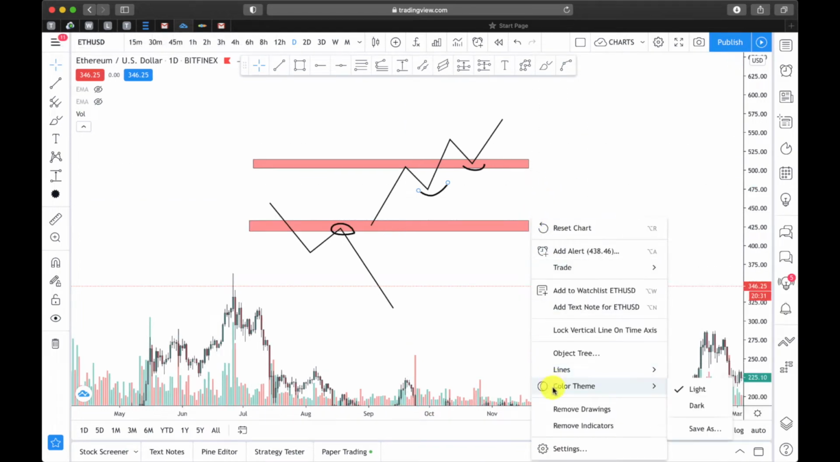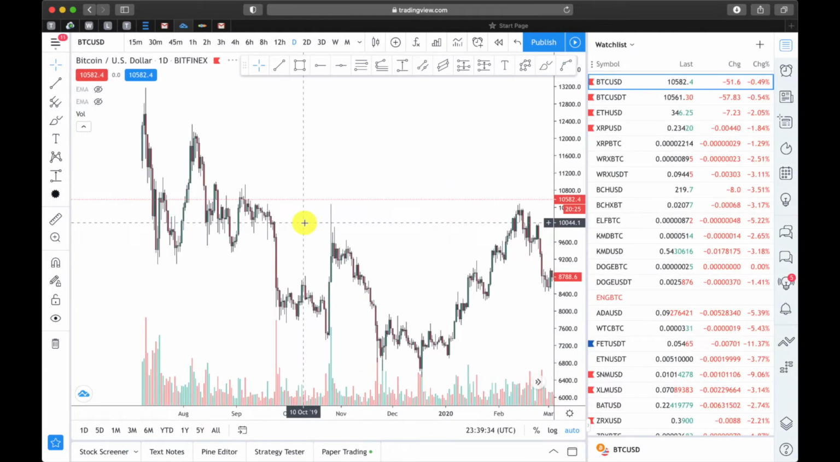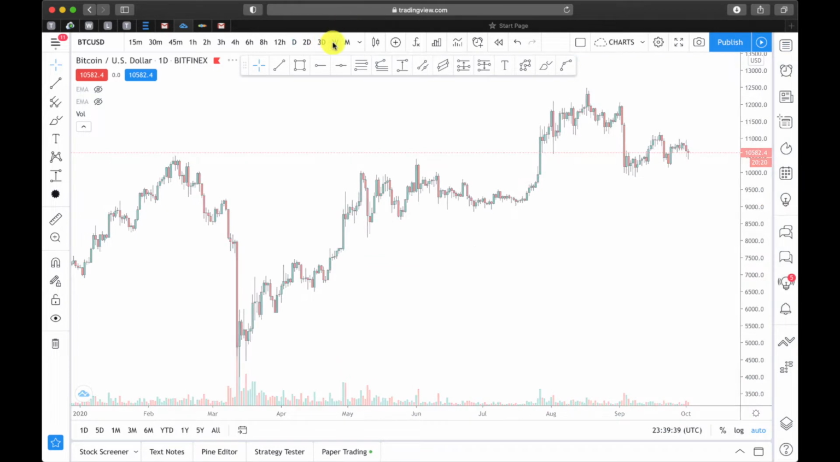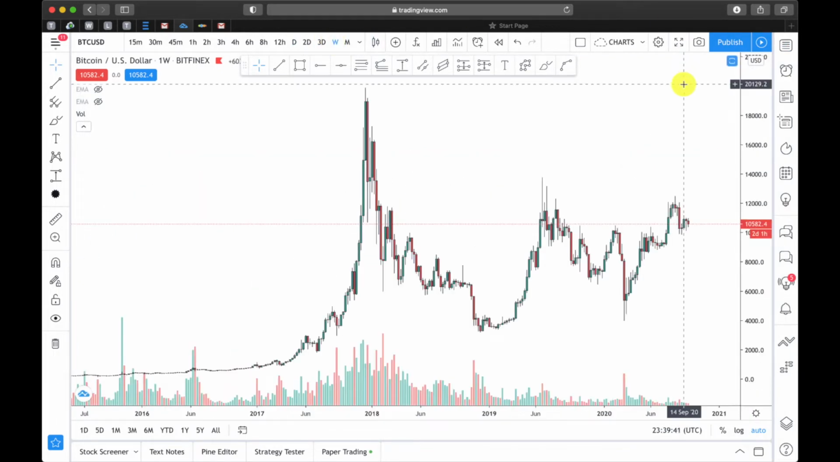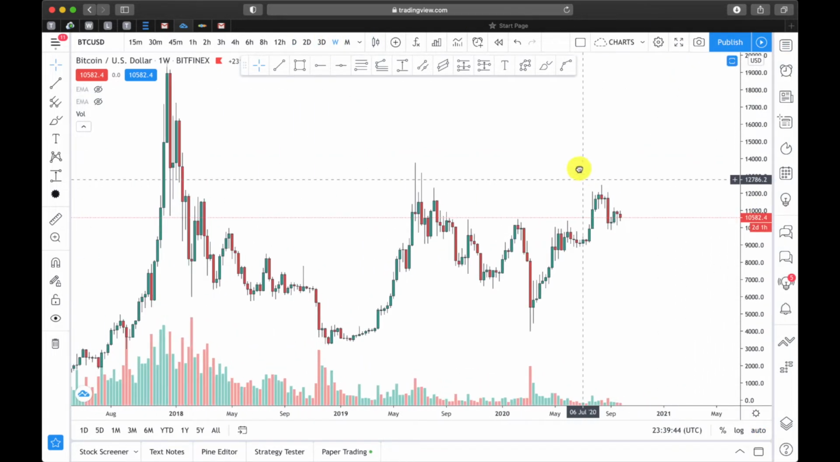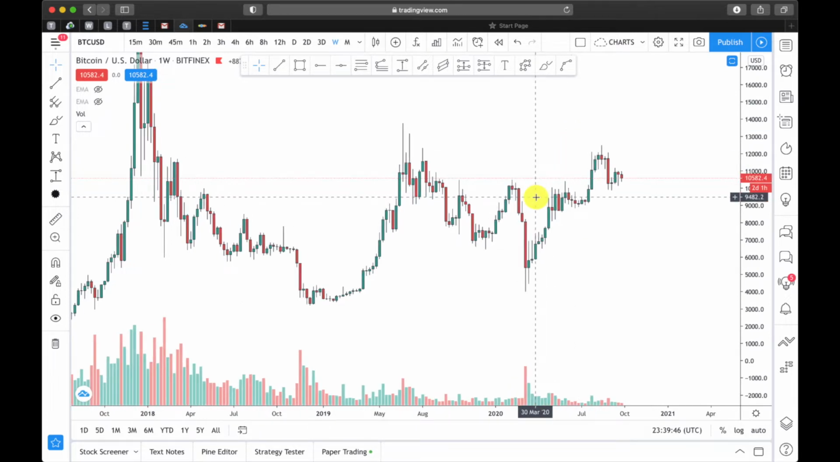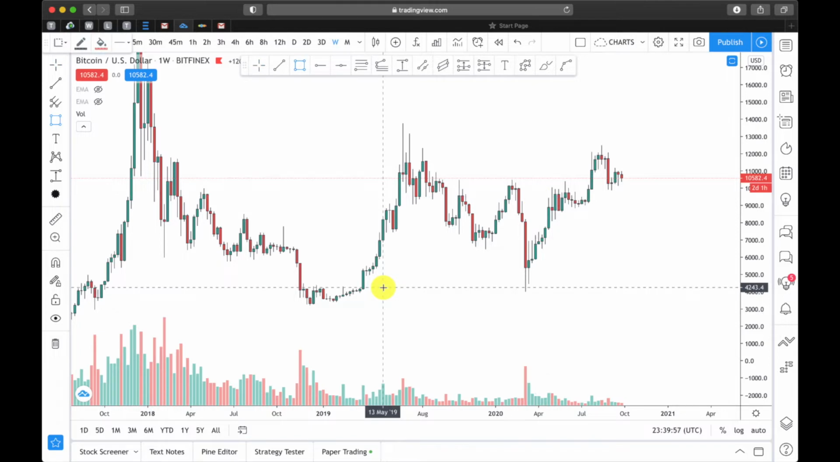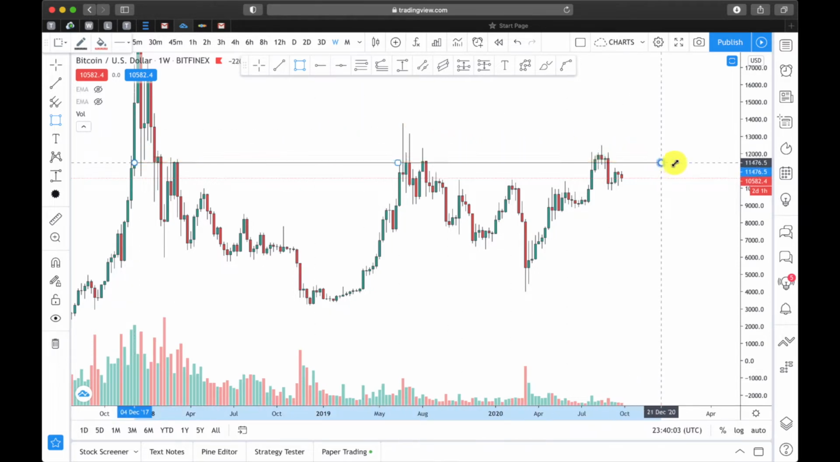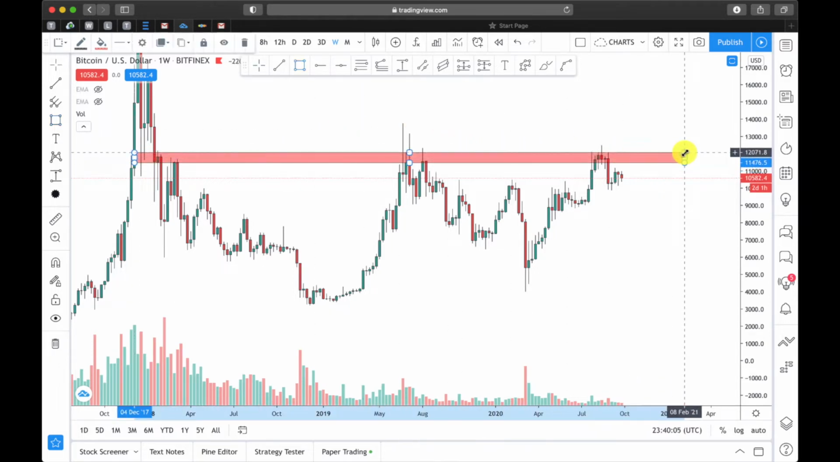Let's clear this up. So this is the Bitcoin chart. Let's go to the weekly time frame. So this is the weekly time frame. Now, there's a long-time resistance on the weekly time frame. I hope you guys can see the resistance. So let me draw it out to understand it better. So this is a resistance. This region is a resistance, right?